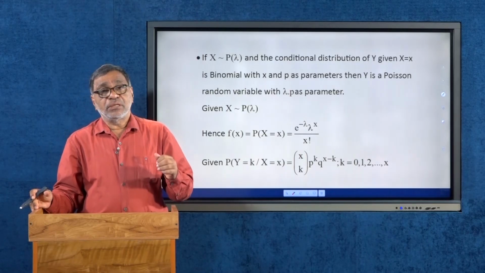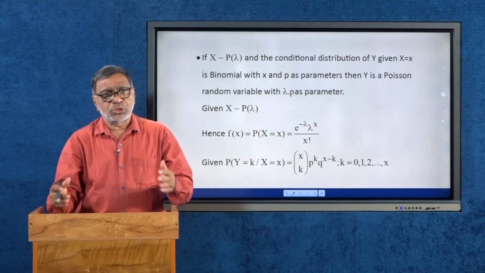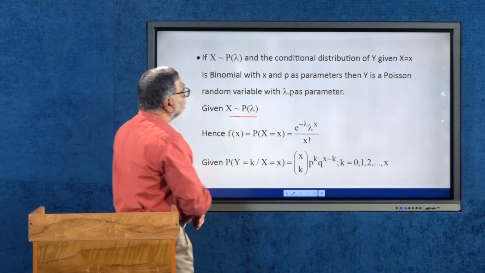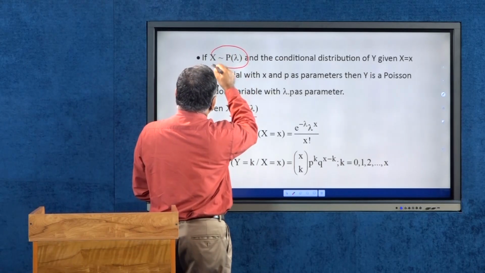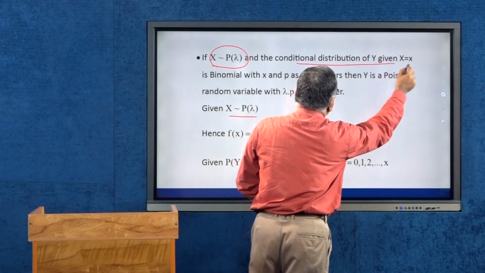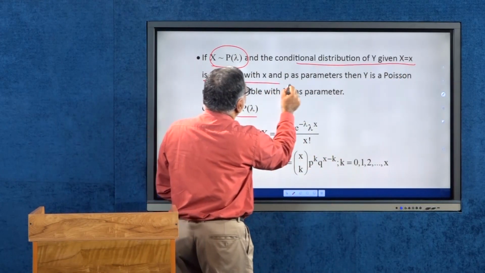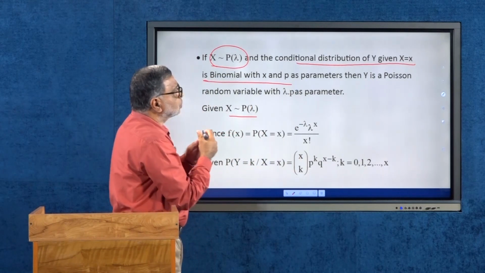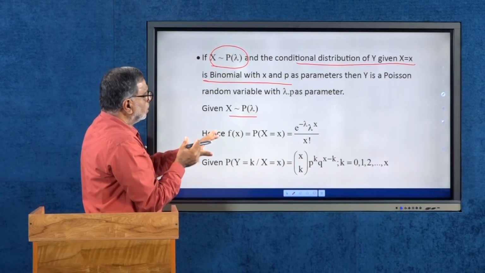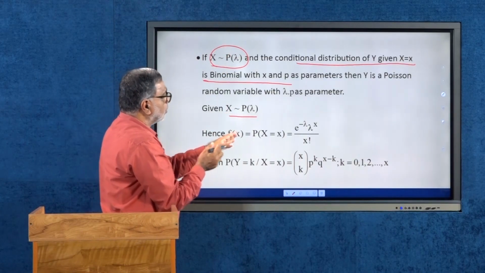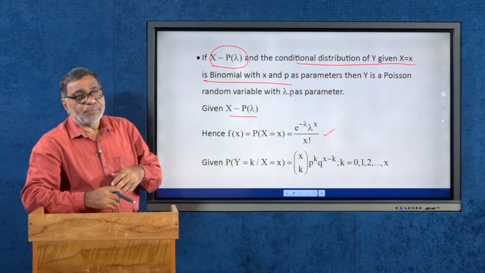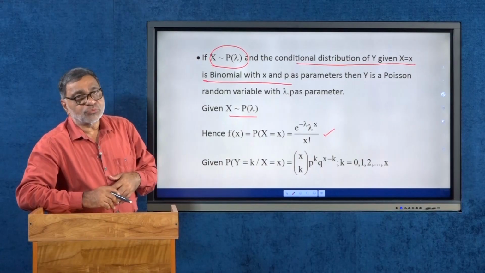So, that result can be established using the usual procedure. You are given that x follows Poisson lambda, and the conditional distribution of y given x is given as binomial with the parameters n and p. These are the two facts you are given. For the first one, x given Poisson lambda, our probability mass function is f of x is equal to e power minus lambda, lambda power x divided by x factorial.